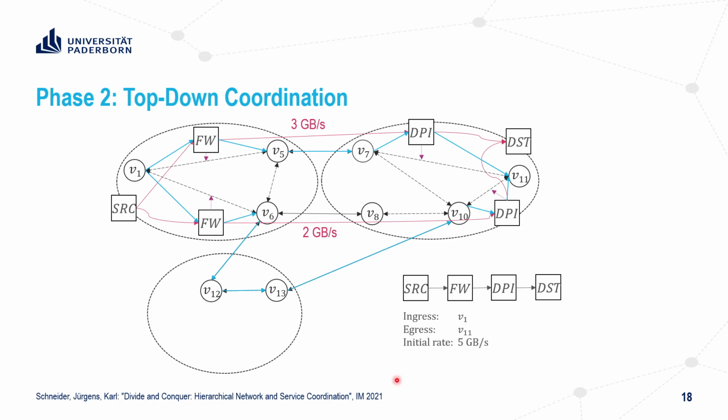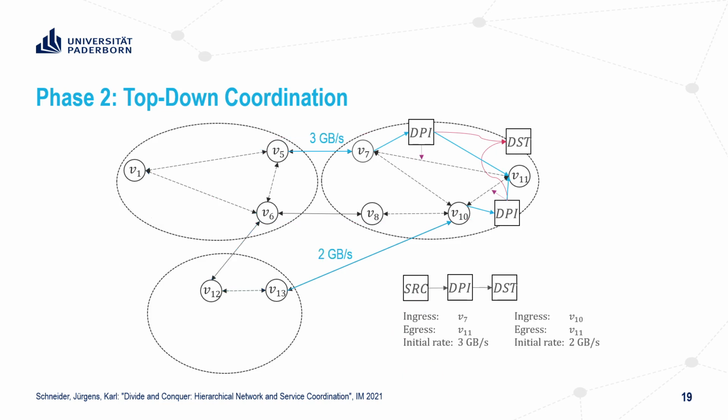And for that, let's just have a look at the domain at the top right here. So what this domain sees as an input from the higher level hierarchy is that traffic arrives with 3 GB per second at the border node here and with 2 GB per second at the border node here, and that we need the DPI somewhere here. And so the sub-request that this domain has to solve only contains the DPI, but not the firewall. The firewall was in another domain, so we really don't have to worry about that anymore. And that's what reduces the complexity here when doing this top-down coordination.